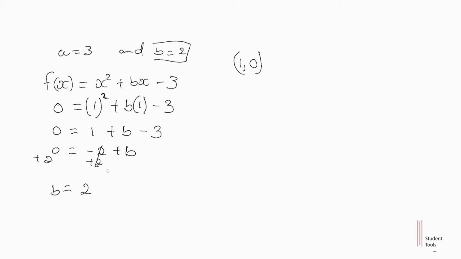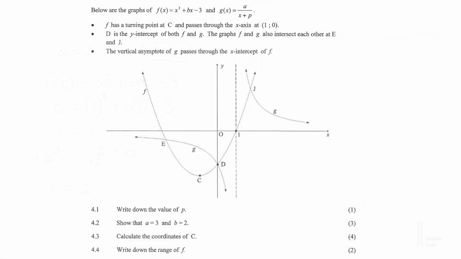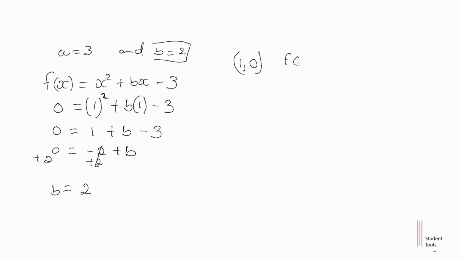Okay, now that we have proved that b is equal to 2, we have to prove that a is equal to 3. But before we do that, I want us to get a coordinate that is on graph G, which will help us get the value of a. We have a coordinate there which is D, which is both on graph G and F. So we can use the graph of F to get the value of D. So the value of D can be derived from the graph of f of x.